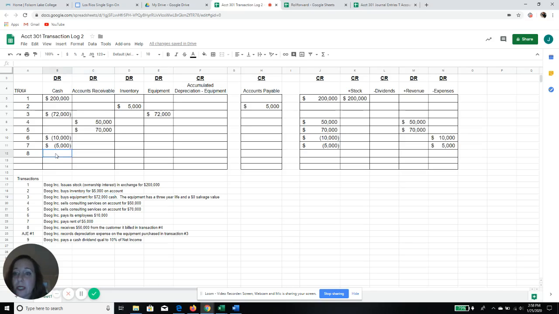So we received $50,000. So we're going to increase cash by $50,000 and we are going to decrease accounts receivable. Remember, accounts receivable was a promise to pay from the customer. They were going to pay us in the future. Now that they've paid us, there's no more promise to pay. And this should be a negative number. Just going to re-enter it.